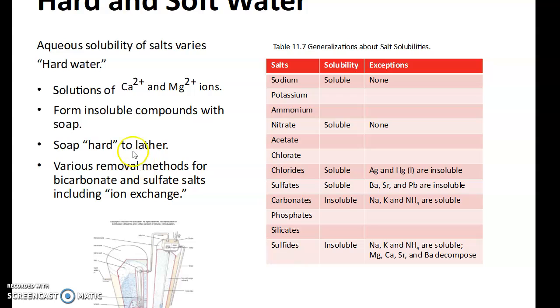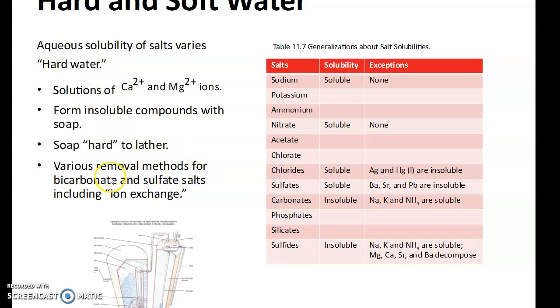Now, one of the things, and you'll be working on this in your lab today, is hard and soft water. Aqueous solubility of salts varies, and when that happens, you get hard water. Solutions of calcium, magnesium, sometimes iron and other things as well. But primarily when they're talking about hard water, they're talking about calcium ions and magnesium ions. These will form insoluble compounds with soap, okay? And soap is hard to lather. That's why it's called hard water.